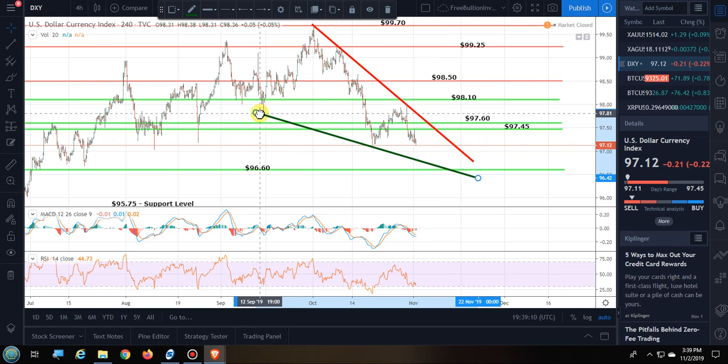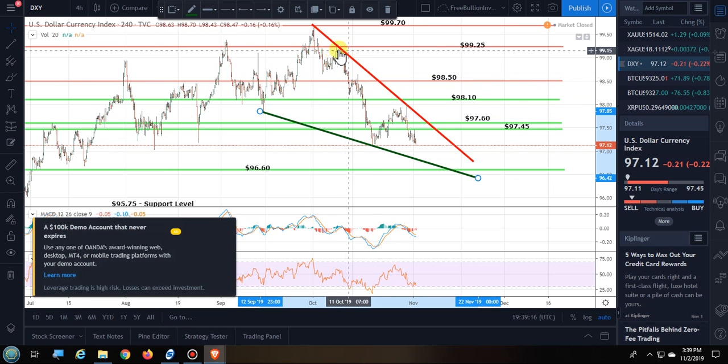So we'll likely have to pay attention to the news to see how the dollar moves. But as far as technical analysis goes, it looks like we will be moving higher.